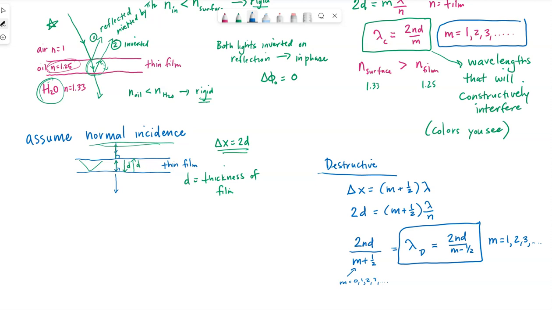These represent the wavelengths that will destructively interfere, meaning we won't see them. Destructive means they cancel each other out. Their displacements cancel.